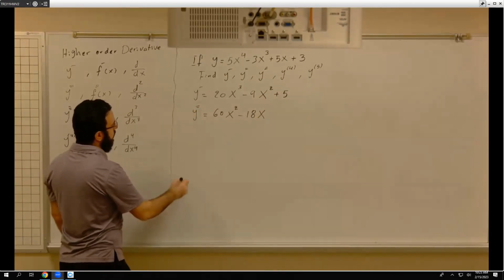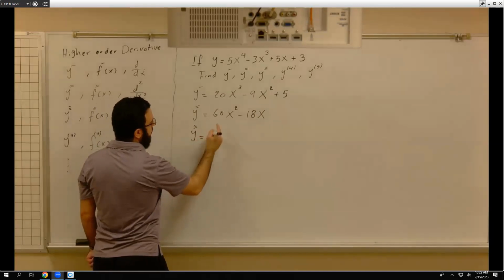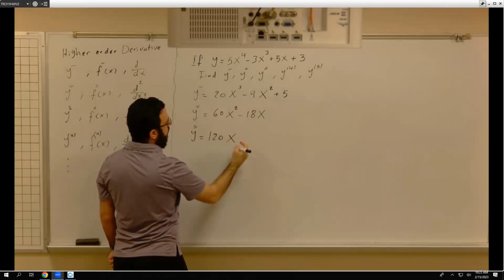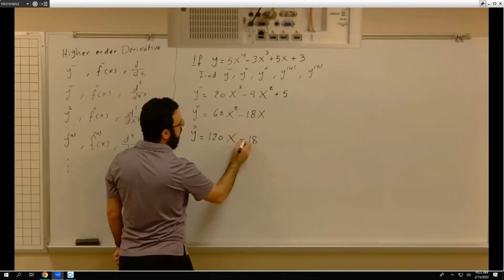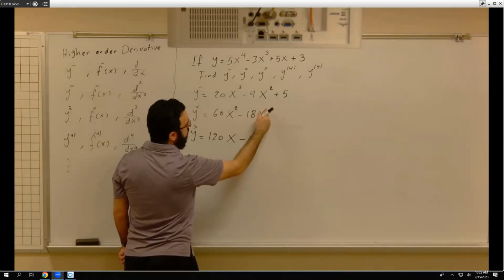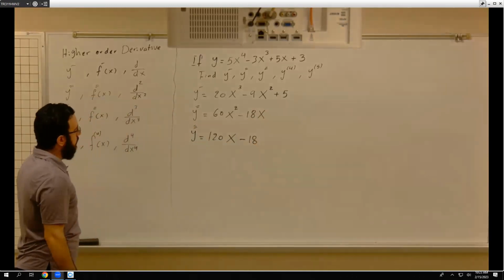Let's keep going. Y, the third derivative is going to be 60 times 2 is going to be 120. Here is the x, 2 minus 1 is going to be 1. Minus 18. 18 times 1 is going to be 18. And here's, put down the x, 1 minus 1 is going to be 0. So we don't have to write down this. This is the third one.